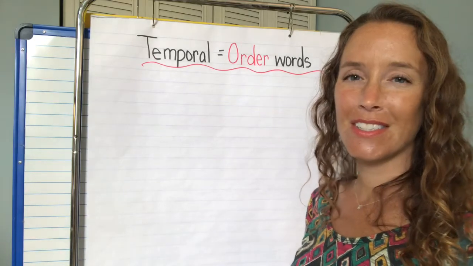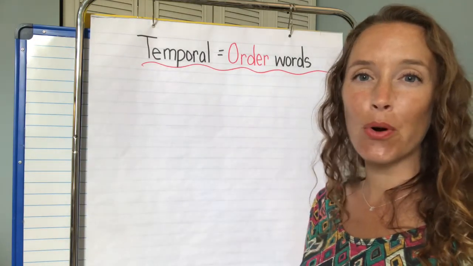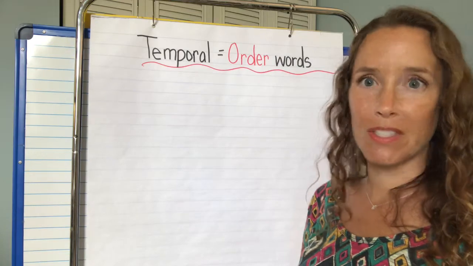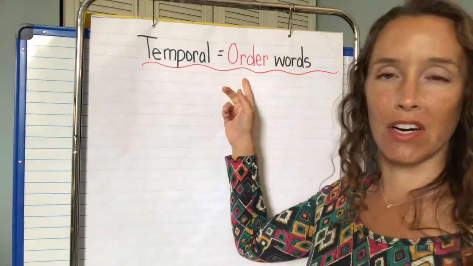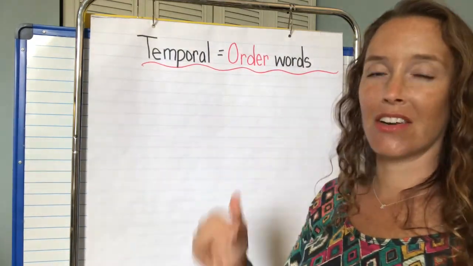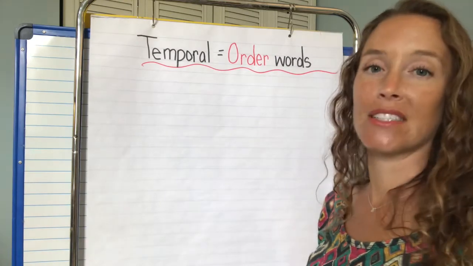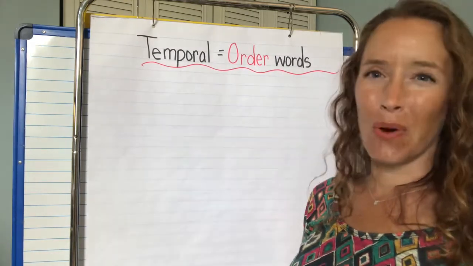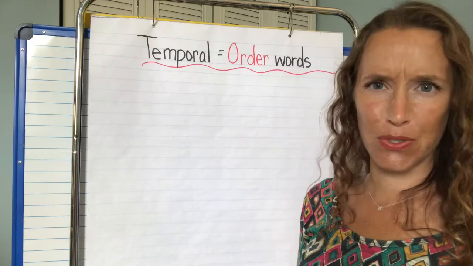Hi boys and girls. Today we're going to talk about temporal words or order words. Temporal is another word for order. It's how we put our thoughts together in a sequence, or in a certain order. So I'm going to start off by telling you a little story.